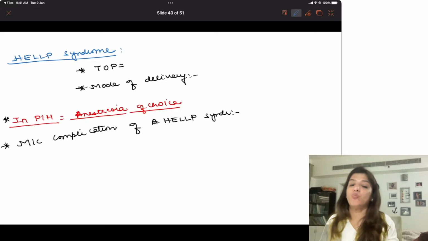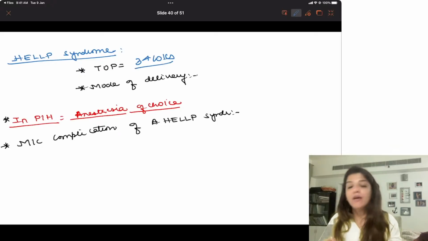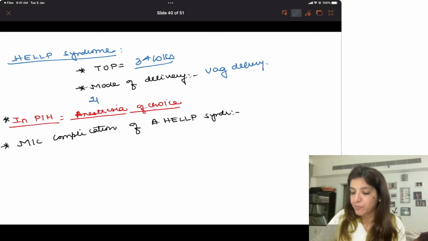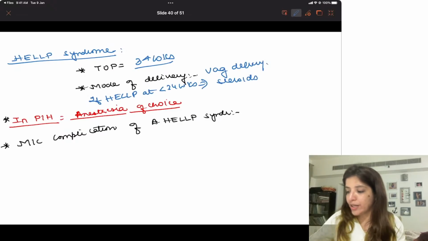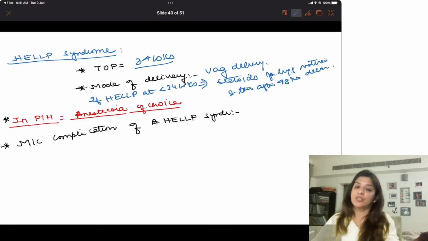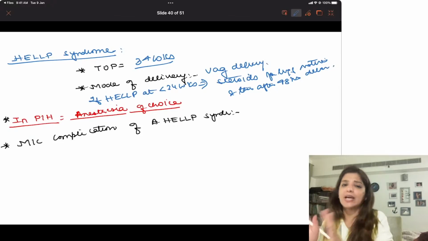Now, in HELP syndrome, when do you terminate pregnancy? Termination of pregnancy is done at 34 weeks. Mode of delivery is vaginal delivery. Please remember, if HELP syndrome happens at less than 34 weeks, in that case, I am going to give steroids so that the lungs of the fetus mature. And then after 48 hours, I will deliver the patient. So that is how you manage HELP syndrome: you terminate pregnancy at 34 weeks. After 34 weeks, anytime you can terminate.